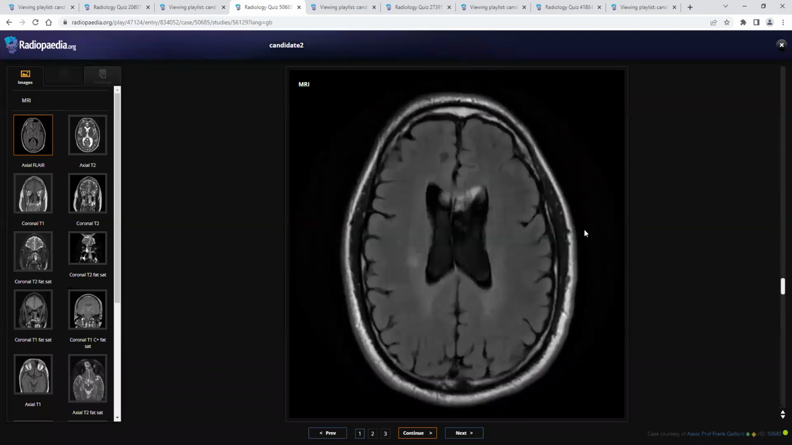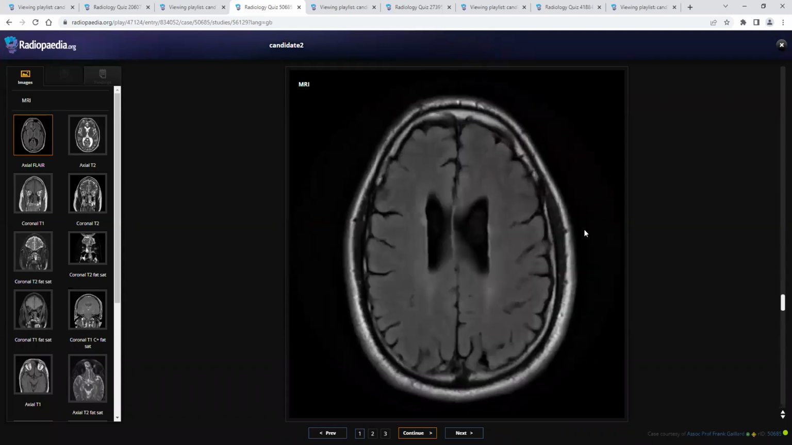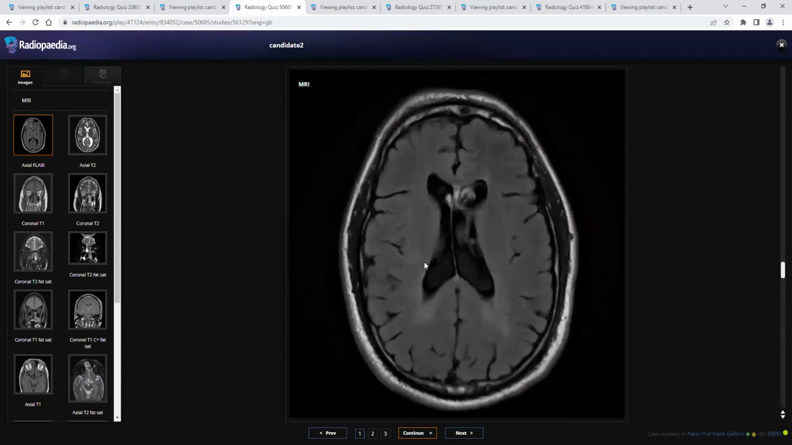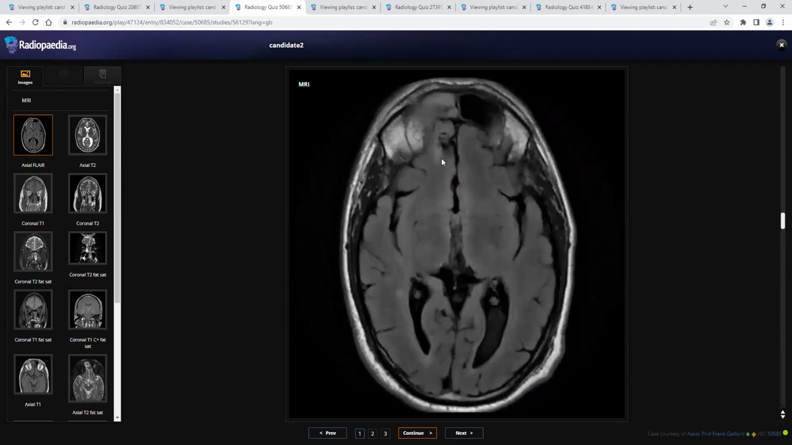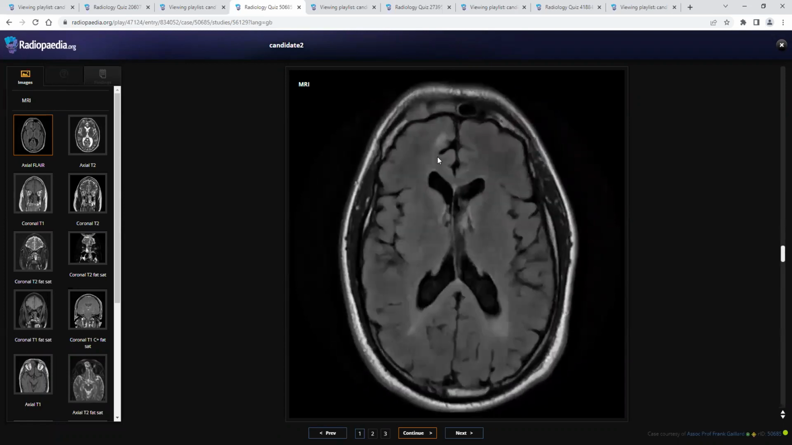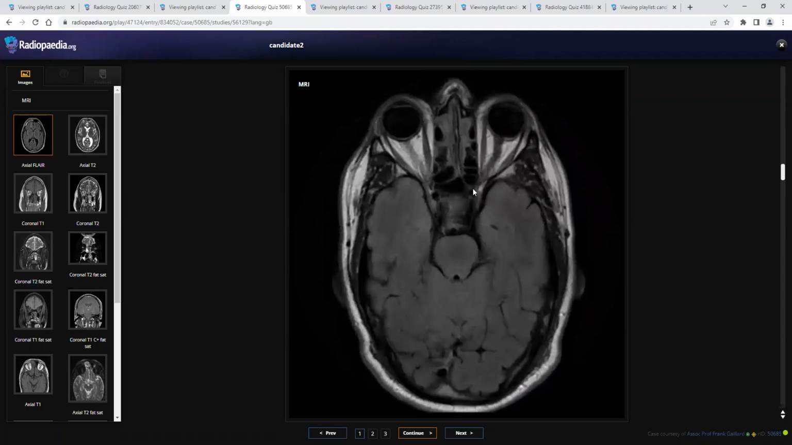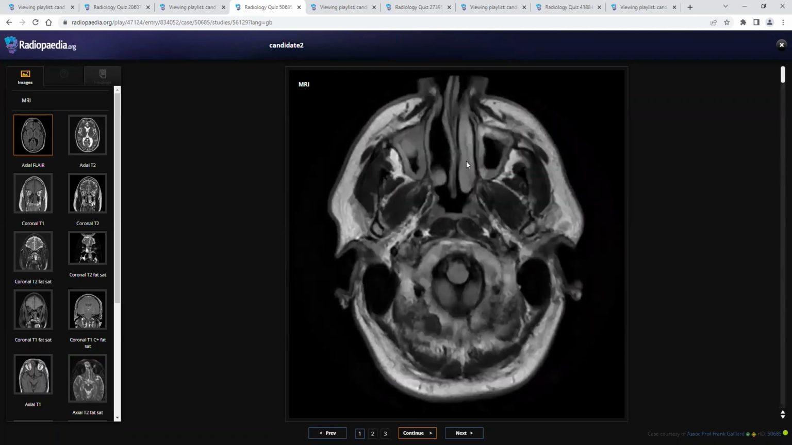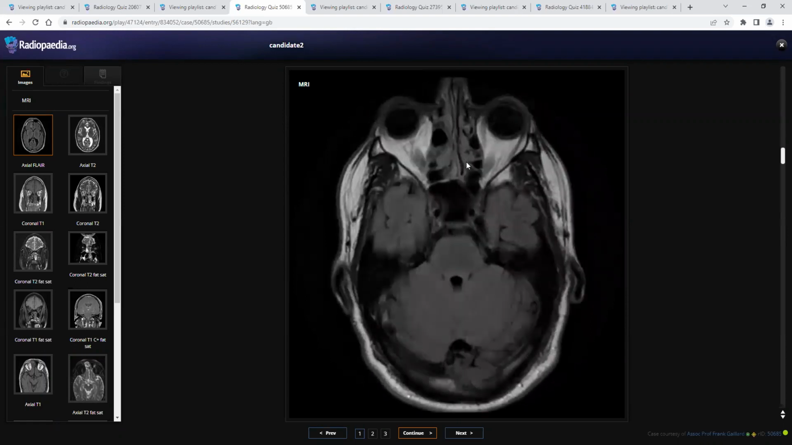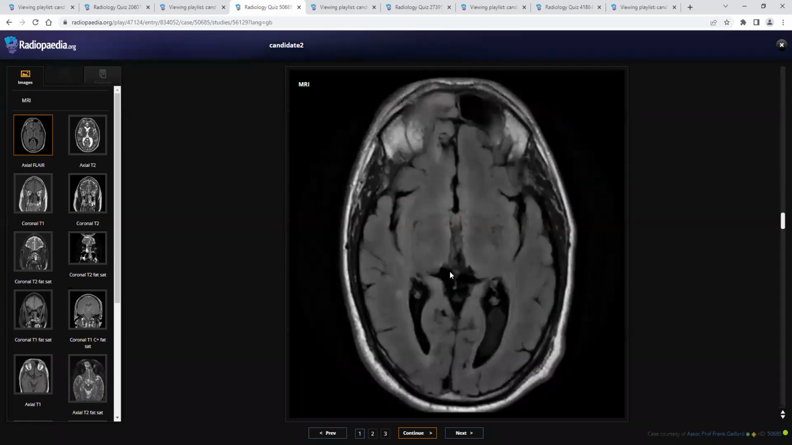FLAIR images, and I can see that other than bilateral periventricular multiple high signal intensity foci, there is right frontal cortical hyperdensity, and there is opacification of the left frontal sinus, as well as both ethmoid sinuses. Maxillary sinuses as well show thickening. There is some increased density within the occipital horn of the left lateral ventricle.